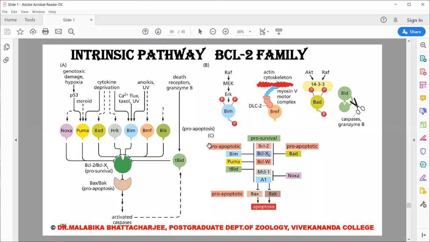One is the pro-apoptotic member that favors apoptosis. One is the pro-survival member that favors survival. And the other group is also pro-apoptotic, but this is actually the killer pro-apoptotic group. This is the regulator pro-apoptotic group. So the regulator pro-apoptotic group actually controls the interaction of the pro-survival group with the killer pro-apoptotic group.